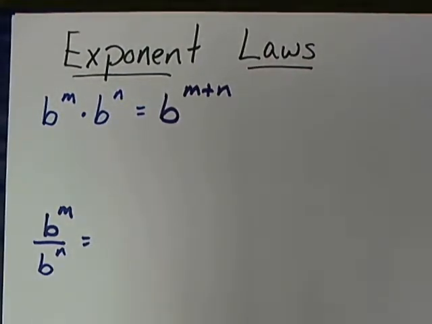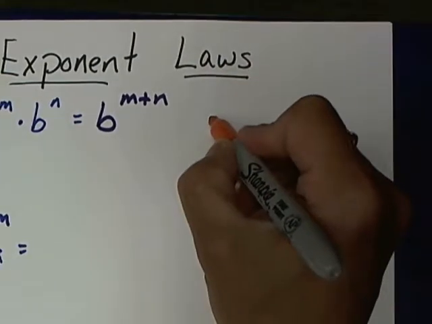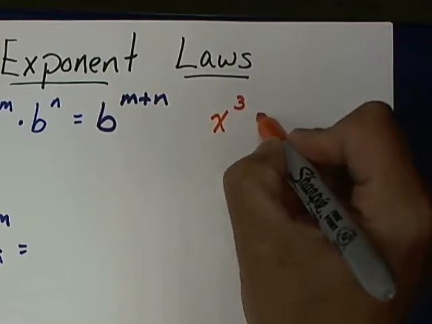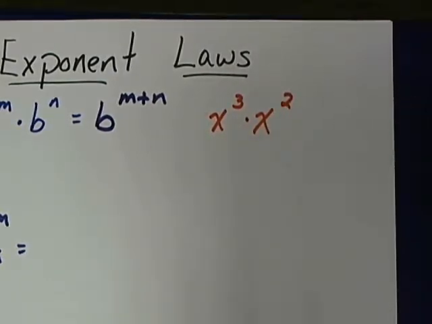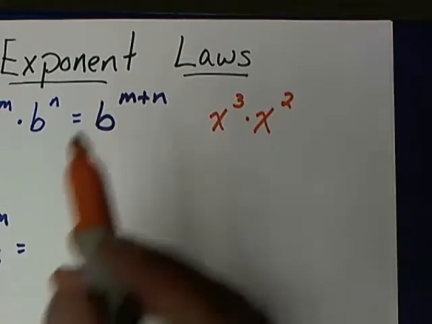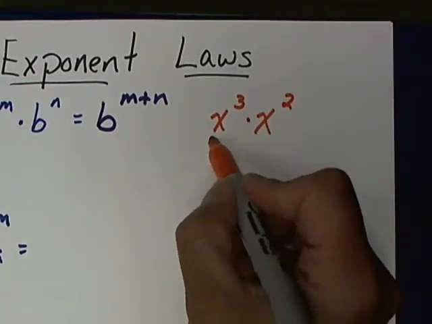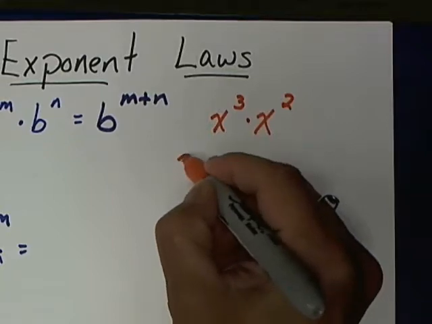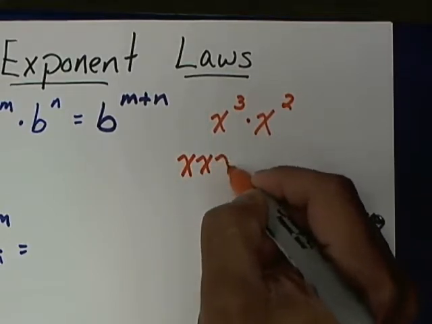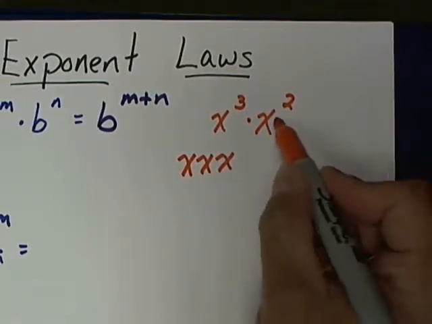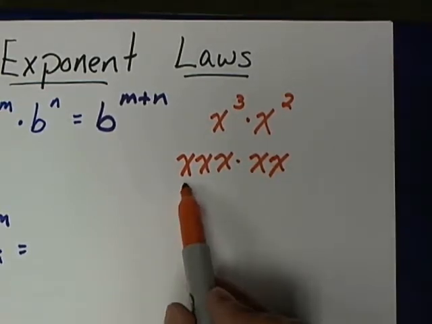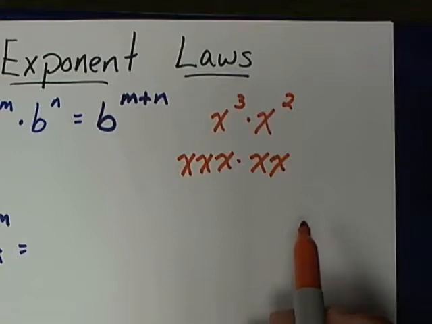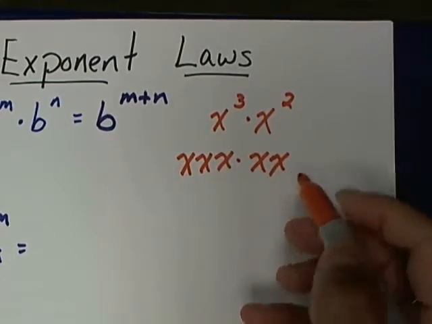Now, how does that work? Well, let's think of a couple examples that would match up with that. If I had x cubed times x squared, we know that x cubed, if we were to do this the long way, expanded really means x times x times x. And x squared means x times x. So how many x's are being multiplied together? 1, 2, 3, 4, 5.